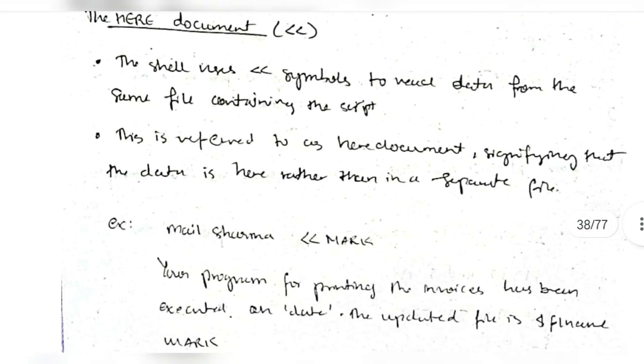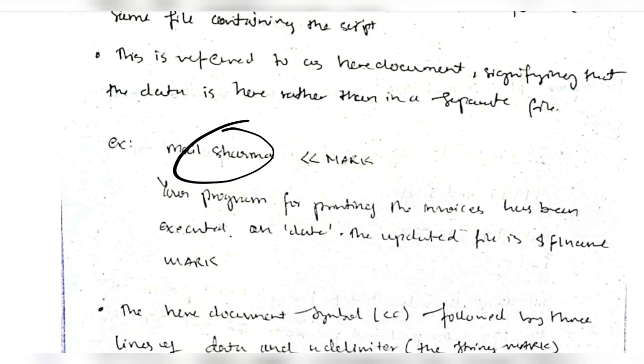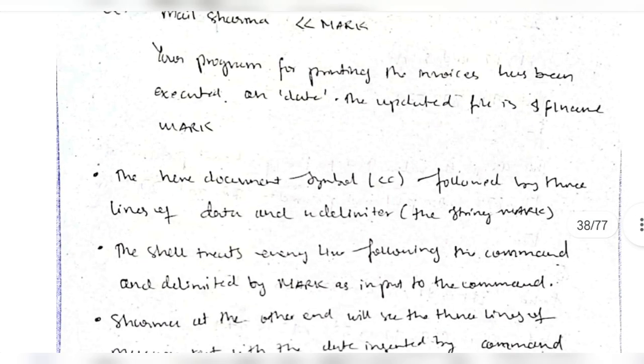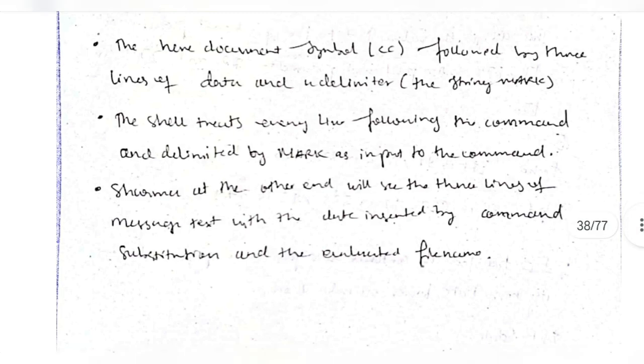Here document is used to refer to the same document. If you want to extract the text from the same document you currently have open, we'll be using something like mail Sharma, and here we'll have the here document sign and mark. That will be getting fetched from the same file. So that's all about the here operator, and that's all about module 2.